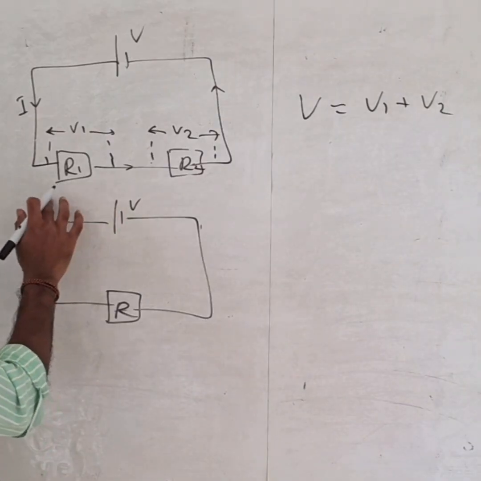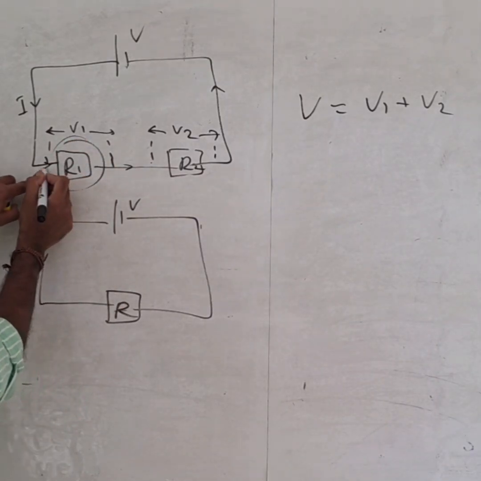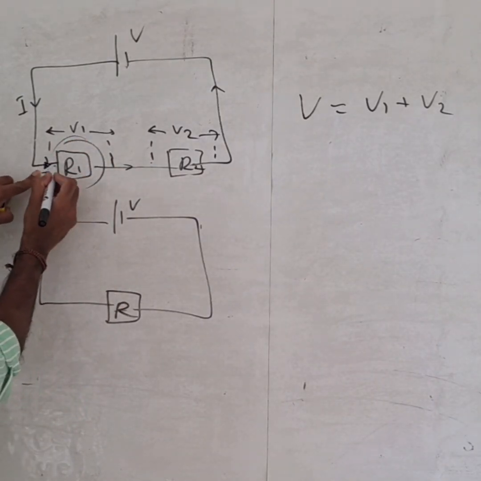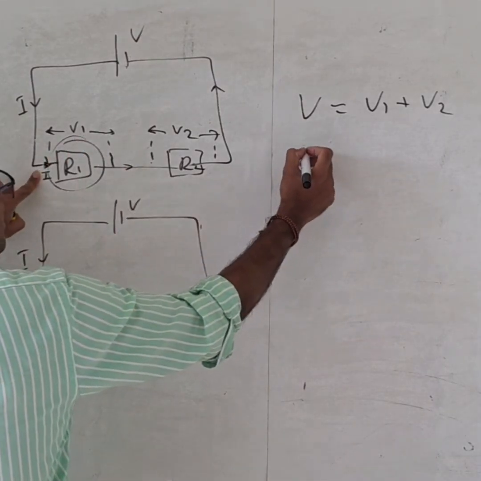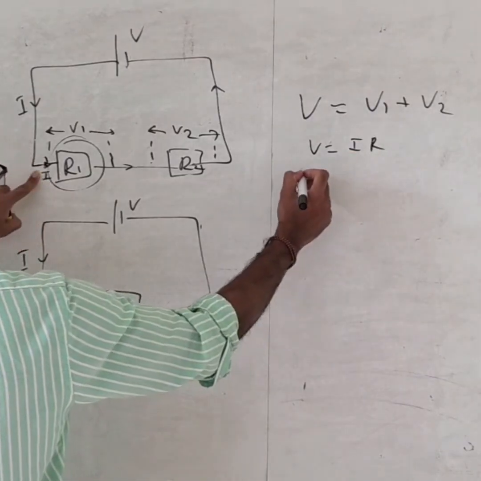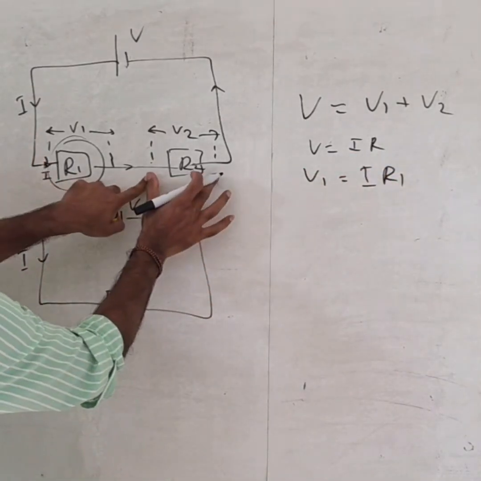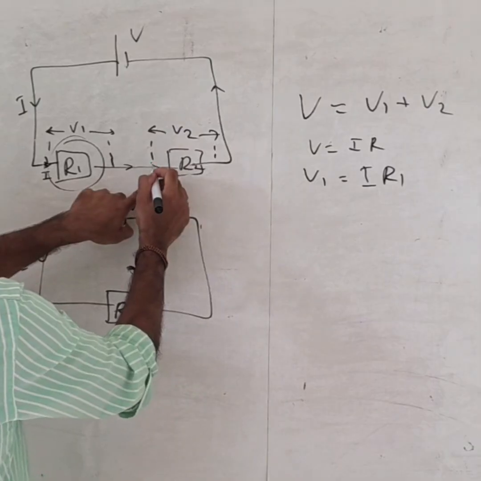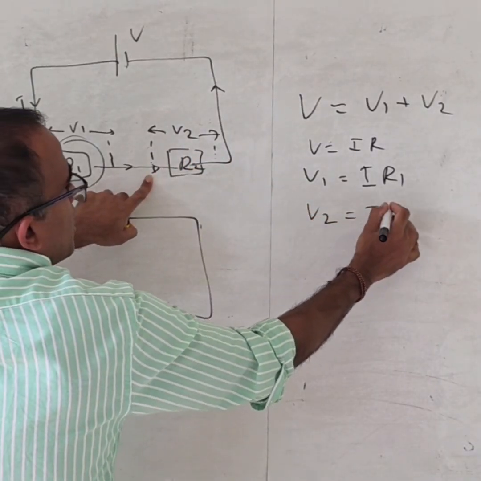If you use Ohm's law for this resistor, the current going through the resistor is I and the voltage across these points is V1. So using the formula V is equal to IR, V1 is equal to IR1. Same thing here: the current is I and the voltage is V2, so we can say V2 is equal to IR2.